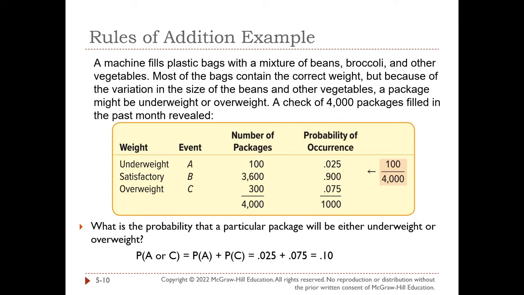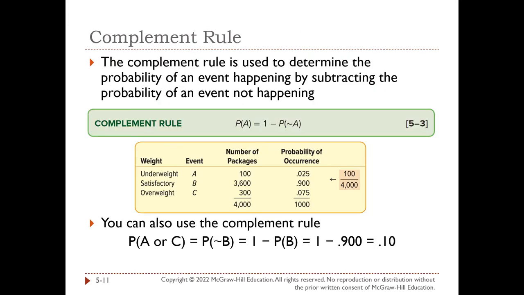So let's try to bump it up a little bit. Not a lot, a little bit. Complement rule. The complement rule is used to determine the probability of an event happening by subtracting the probability of the event not happening from 1.